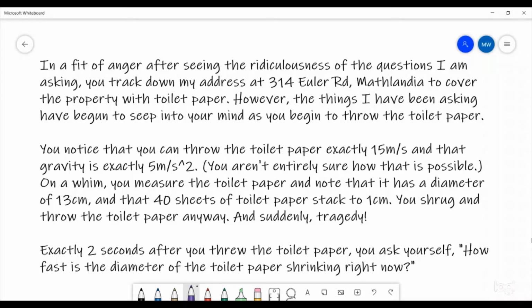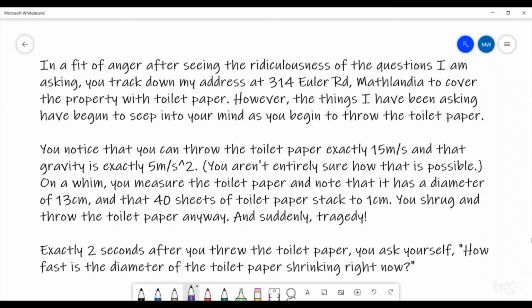So you notice that you can throw the toilet paper exactly 15 meters per second, and that gravity is exactly 5 meters per second squared. You're still not entirely sure how that's possible, since you know that on Earth it's like 4.9 meters per second squared, but somehow I've managed to distort the gravity around my property, and so you're not entirely sure how gravity is exactly 5 meters per second squared. But you do just somehow know that that's what it is. You're not entirely sure how you know, but you know.